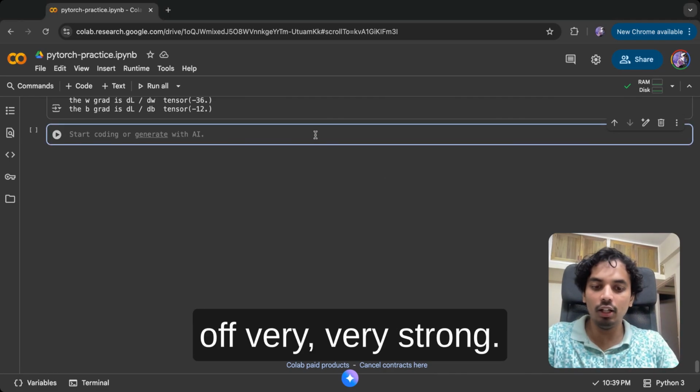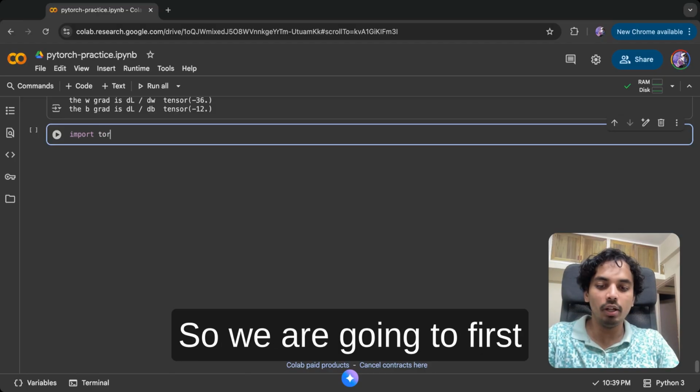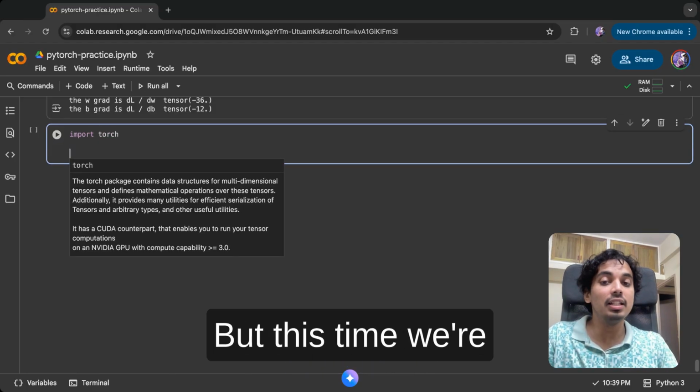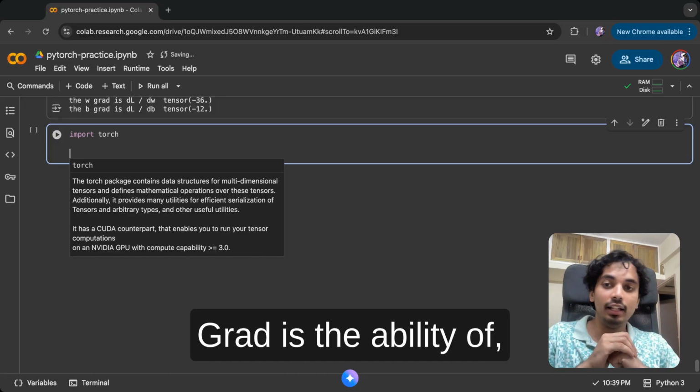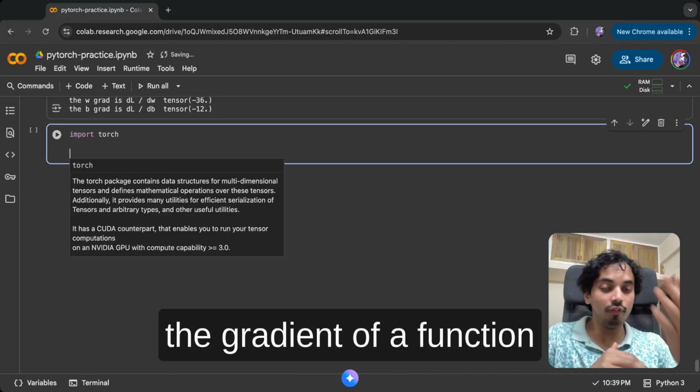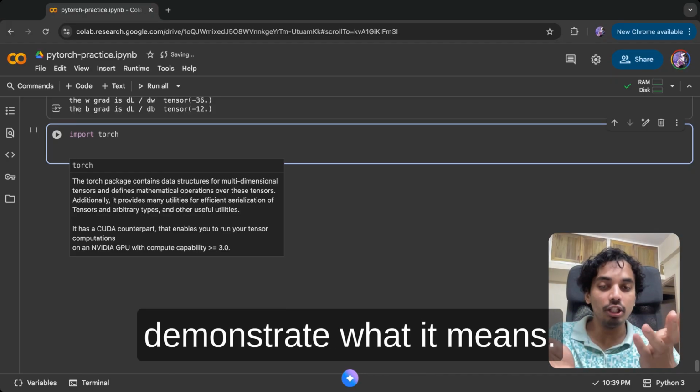So let's just start off very, very strong. We are going to first import Torch. And after we import Torch, we're going to make a tensor. But this time we're going to use grad. Grad is the ability of PyTorch to basically find the gradient of a function. And I will demonstrate what it means.